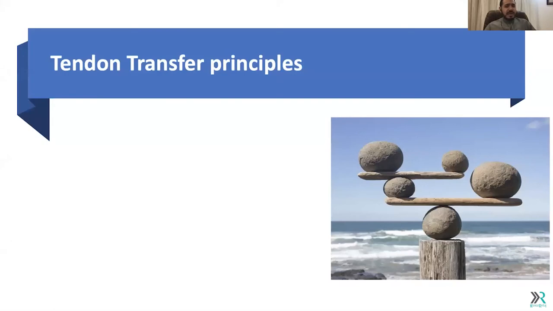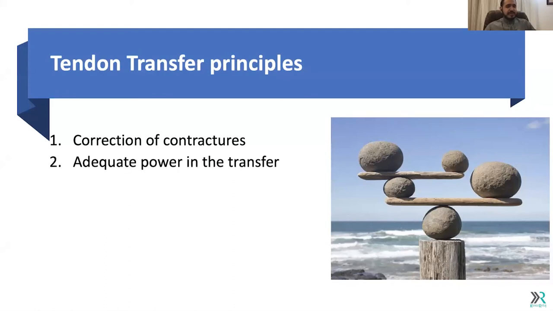So there are principles for tendon transfers. The first principle is to correct any contracture. The transfer tendon cannot correct any stiffness in the joint or deformities, so these need to be corrected. The transfer tendon should have adequate power. Usually the transfer muscle or tendon should have a grade 4 or more, as it loses one power grade after the transfer.